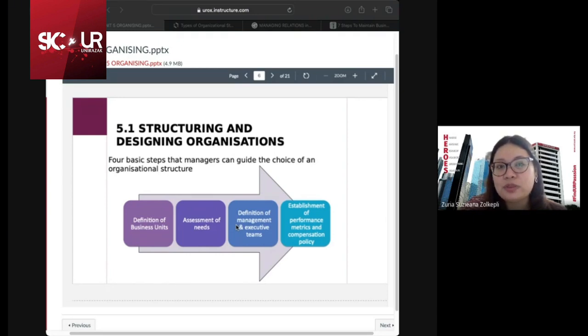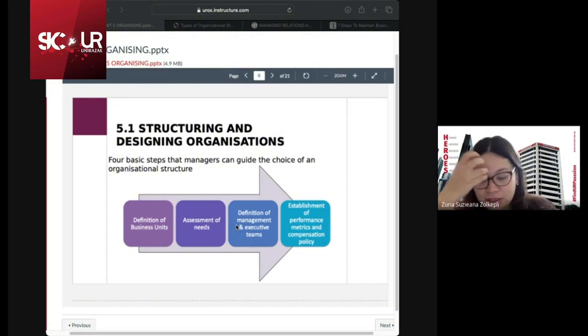It comes with an authority, right? Their own authority. So they should know that as well. Based on the structure, we can see who's in charge, what are the things that we are in charge of, and then who has the authority to make any kind of decision, right?